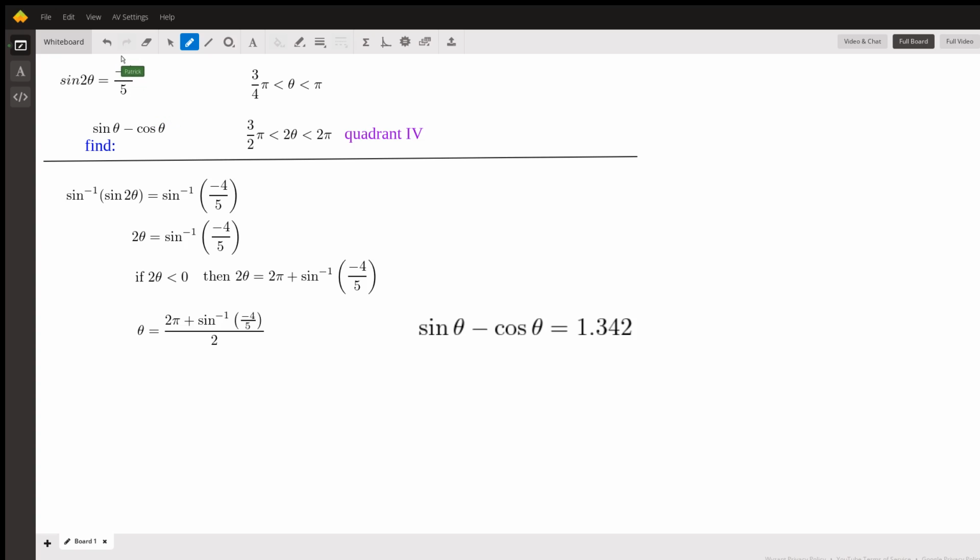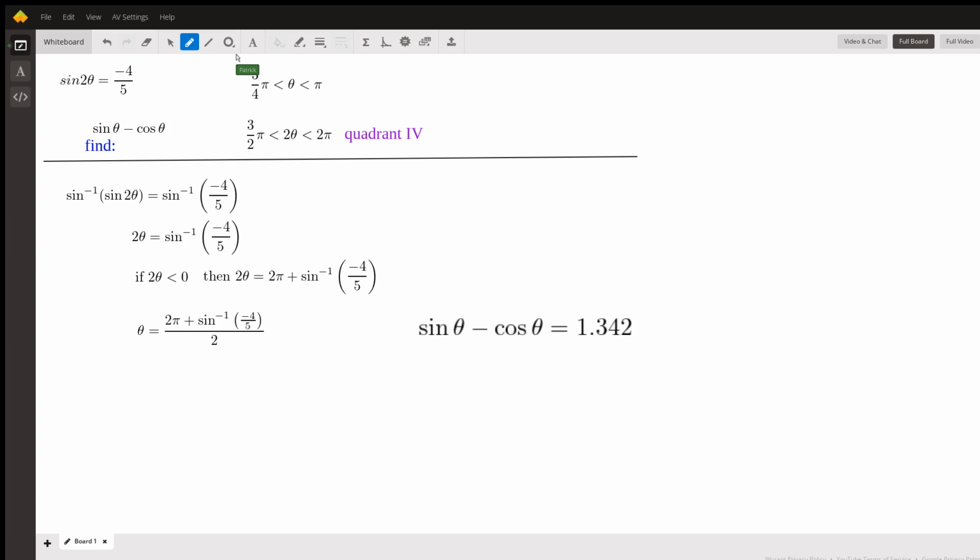Okay, so now, first thing I want to do, here's the given information. Sine of 2 theta equals negative 4/5. Here's the domain of theta. And I want to look at the domain of 2 theta, so we can double everything. And that's here, and that puts us in quadrant 4. Okay, and then we want to find sine theta minus cosine theta.